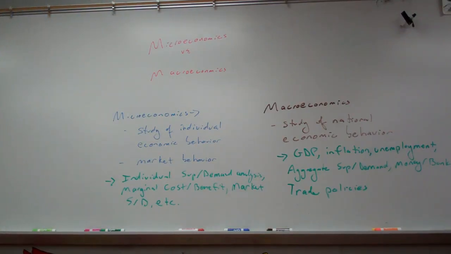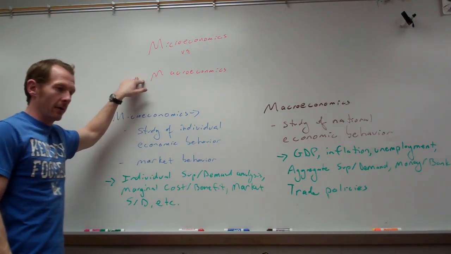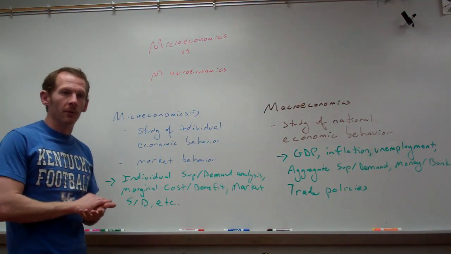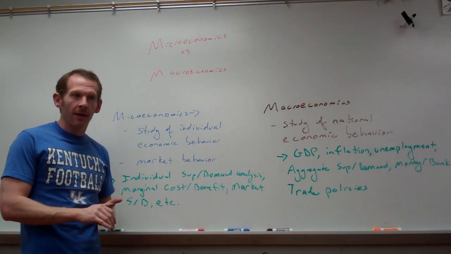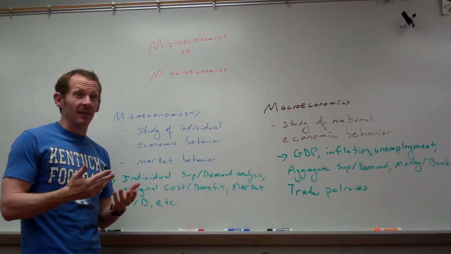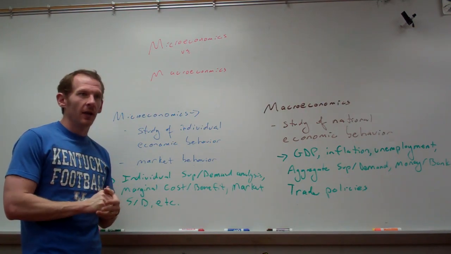Okay, real quickly, I want to go over, since we're getting into macroeconomics, the difference between micro and macro, right? Our first unit was on basic concepts, opportunity cost, scarcity. We looked at the production possibilities curve. We looked at different types of businesses: proprietorships, partnerships, corporations.